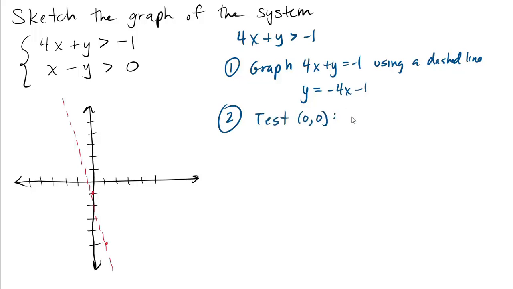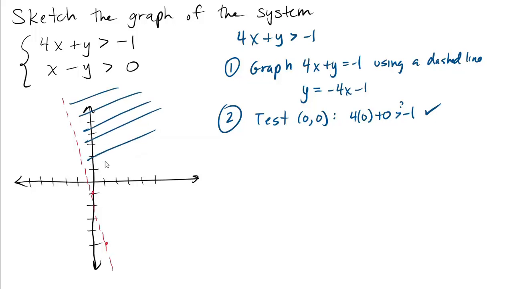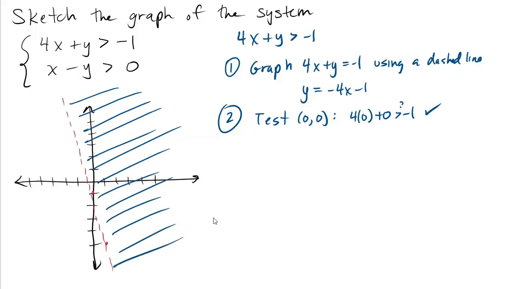If I test 0, 0 in that inequality, I get 4 times 0 plus 0 is greater than negative 1. And yeah, that's true. 0 is greater than negative 1. 0, 0 sits to the right or above the line, so I'm shading that right side. The half plane kind of to the right or above the line.